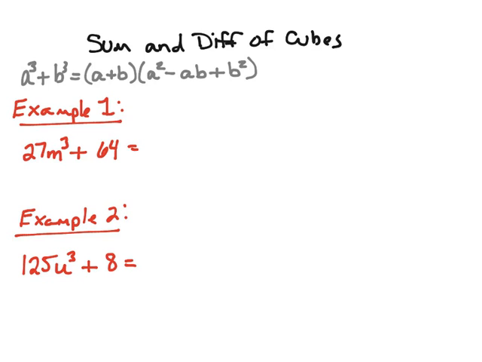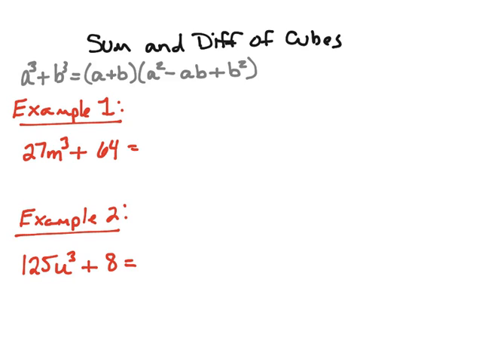Alright guys, in this video we'll be looking at factoring using the sum and difference of cubes. First one we're going to look at is the sum of cubes. And the rule says that a cubed plus b cubed is going to equal the binomial a plus b times the trinomial a squared minus ab plus b squared. Alright, so let's see how this works with example number 1.